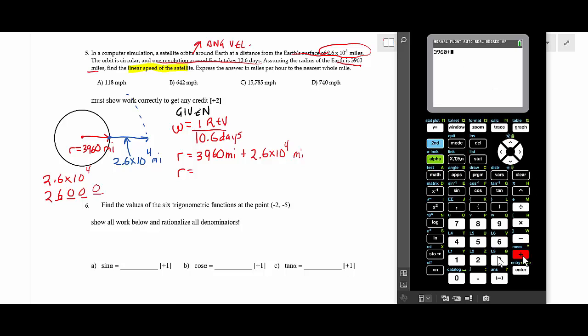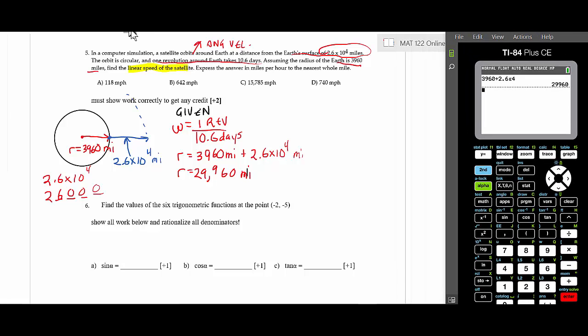And then I can go plus 2.6. Then you have this EE key. That's how you put scientific notation in, and that's to the 4th. And that will give you that answer in standard notation, so that's going to be miles like that.